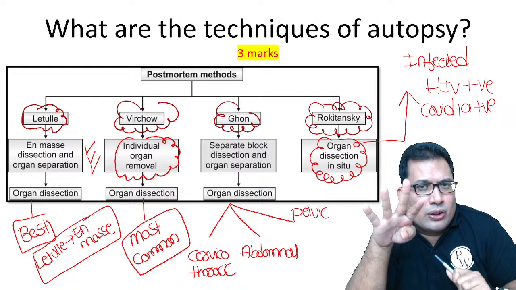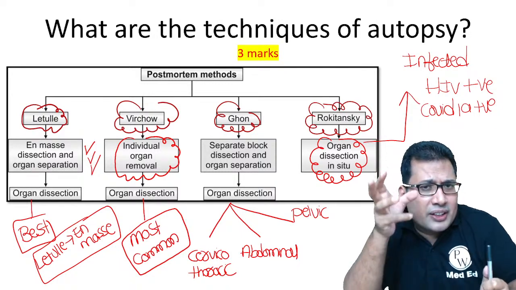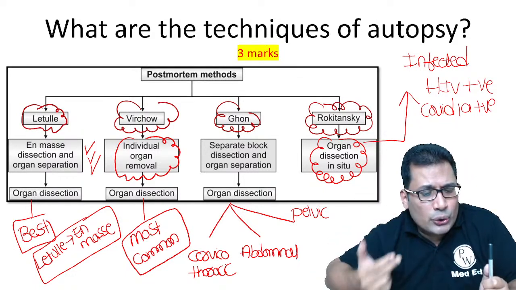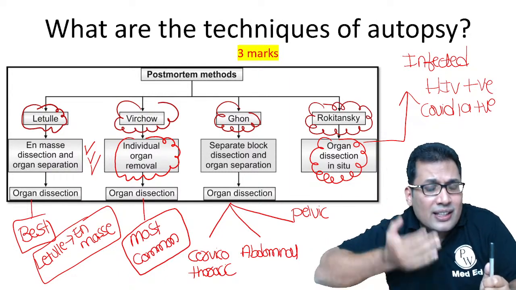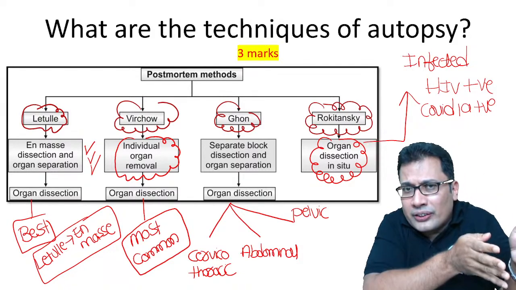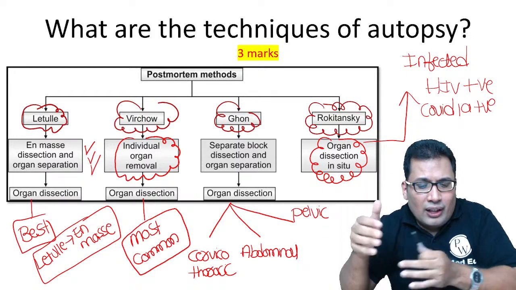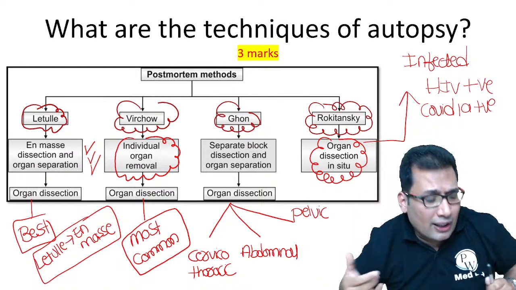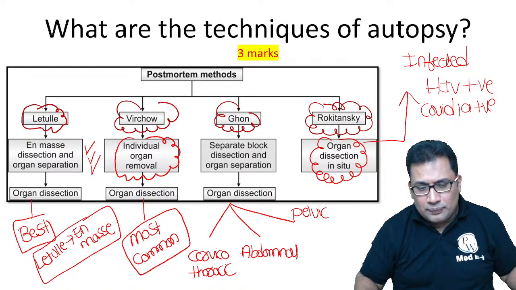So there are 4 techniques of autopsy. The first one is the best technique, Letulle technique, where all the organs are removed at a stretch from tongue to prostate. Second is the Virchow technique, where individual organs are removed and dissected; that is the most common one. In the Gonzalez technique, we remove the organs in 3 blocks: cervicothoracic, abdominal and pelvic. And the last one is Rokitansky, which is in situ dissection, done in case of infected bodies. If you know this, it is more than sufficient.